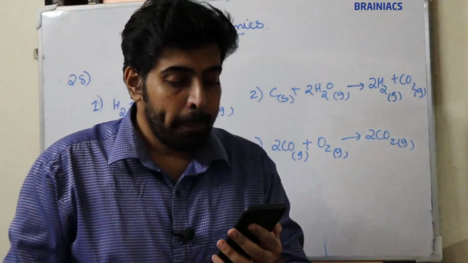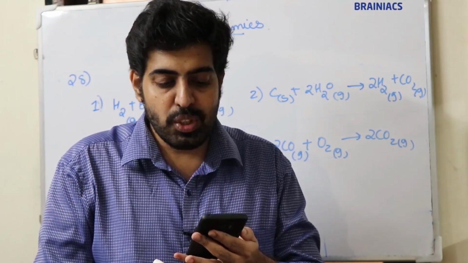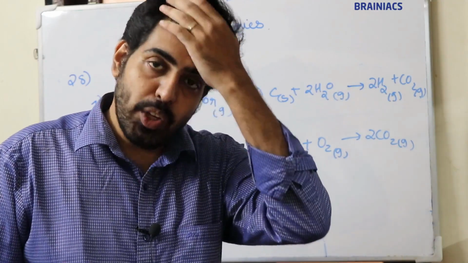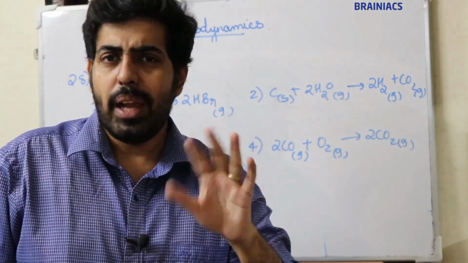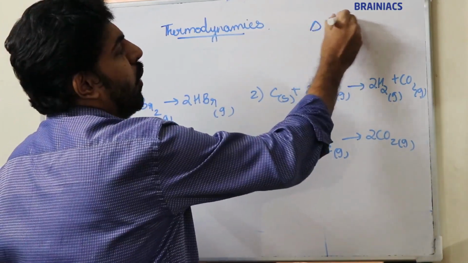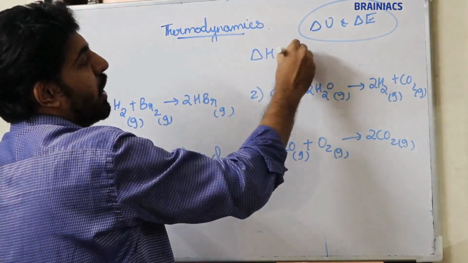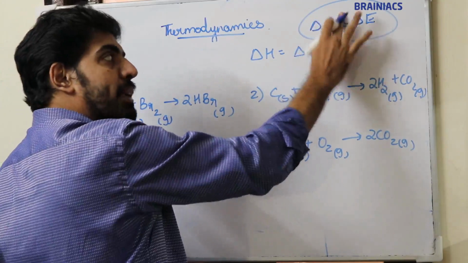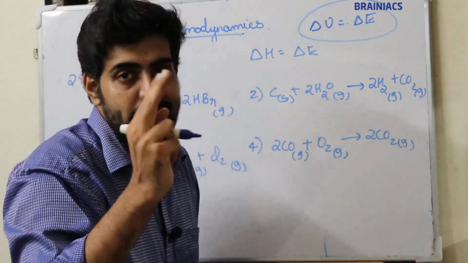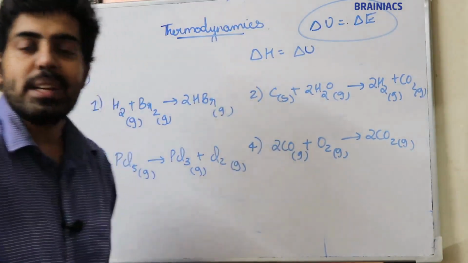Moving on to the next question. Assume each reaction is carried out in an open container. For which reaction will delta H be equal to delta U? Delta H and delta U values will be equal in which reaction? Delta U and delta E are both the same. Internal energy is represented by U or E. So in which reaction is delta H equal to delta U?